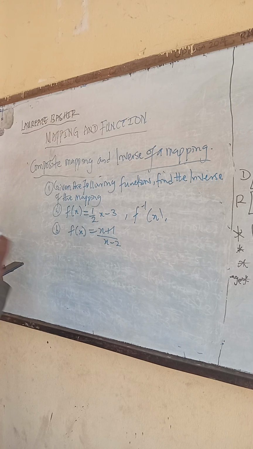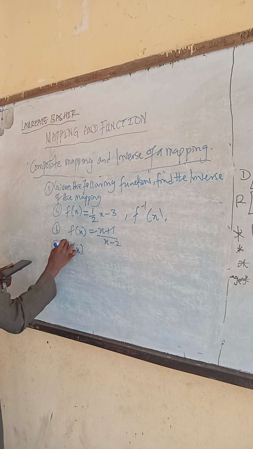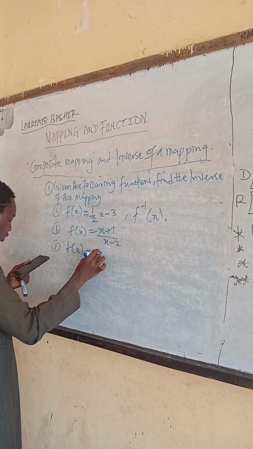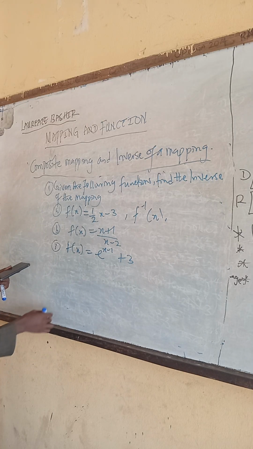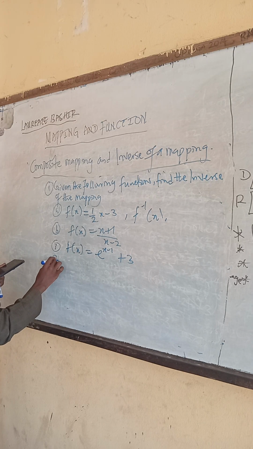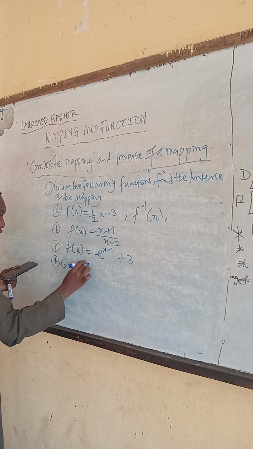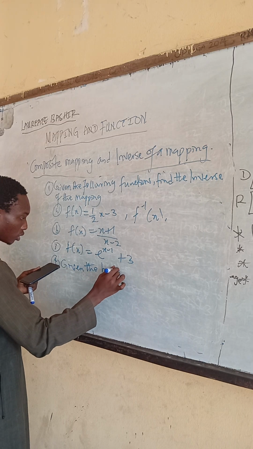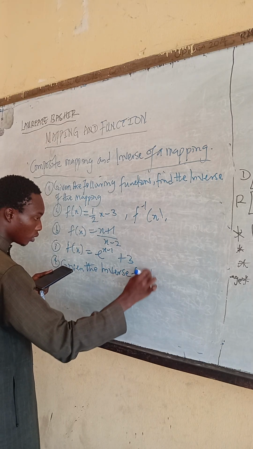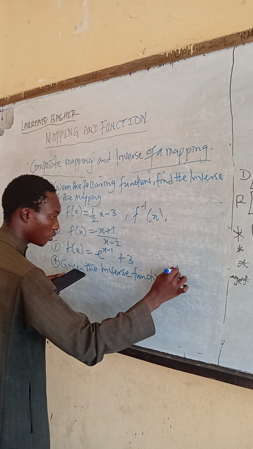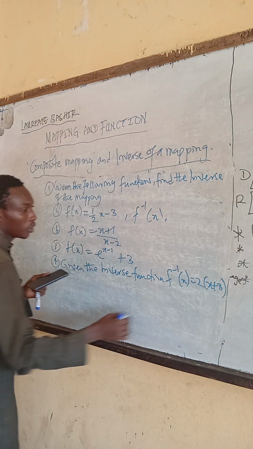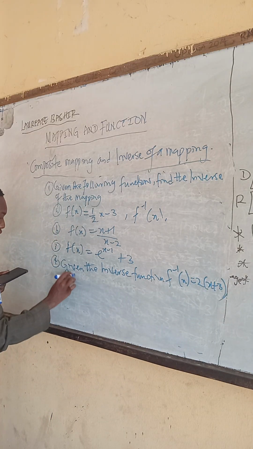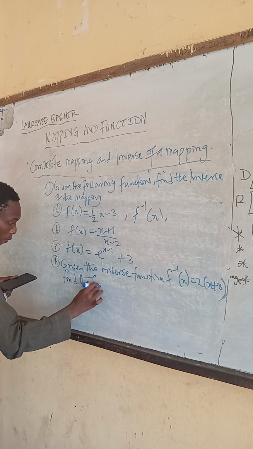Also, 3, f of x equals exponential x minus 1 plus 3. Find the f inverse. Then the last one, 4. Given the inverse function, f inverse of x equals 2 open bracket x plus 3, find the function.